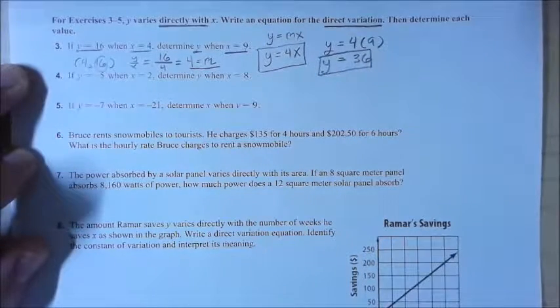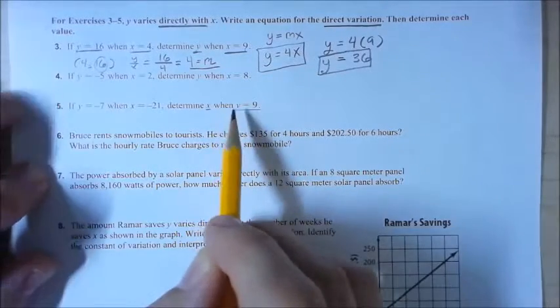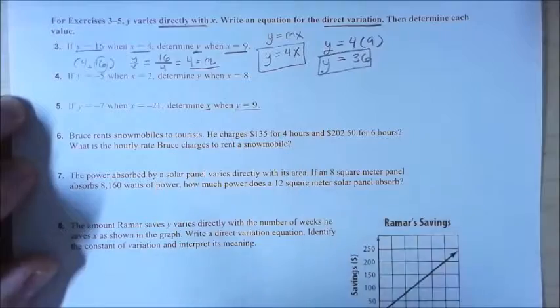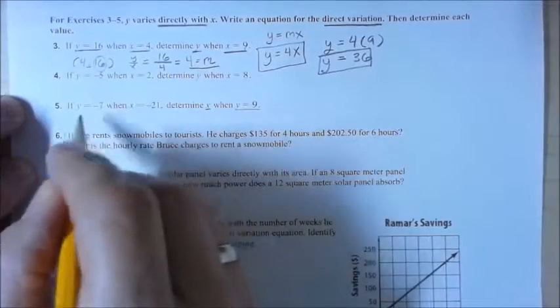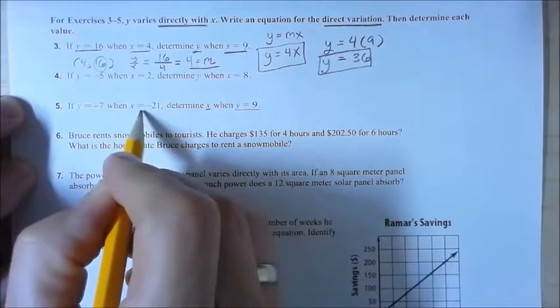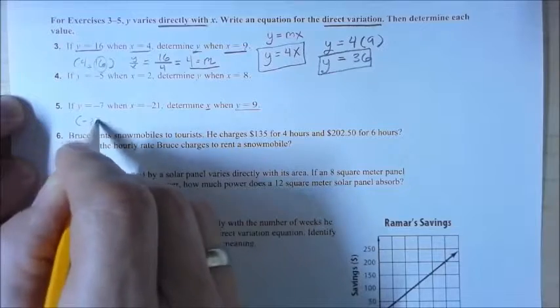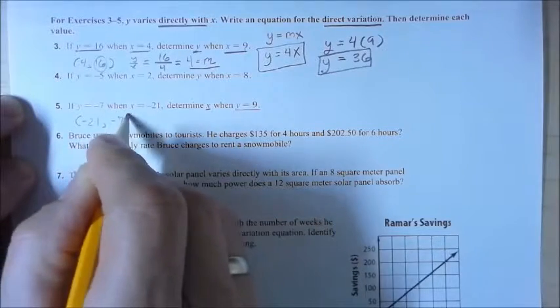Let's move on to the next one. I want you to go ahead and try number 4. So let's go ahead and do number 5, and then you can go back and try number 4 on your own. So first of all, they're going to give us our ordered pair. They give us -7 for y and -21 for x. If we were to write that as an ordered pair, it would be (-21, -7).